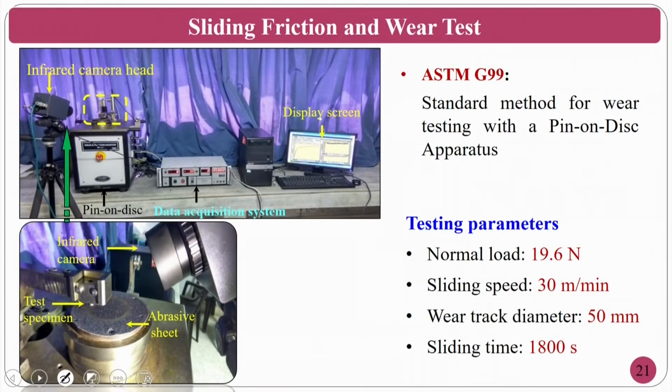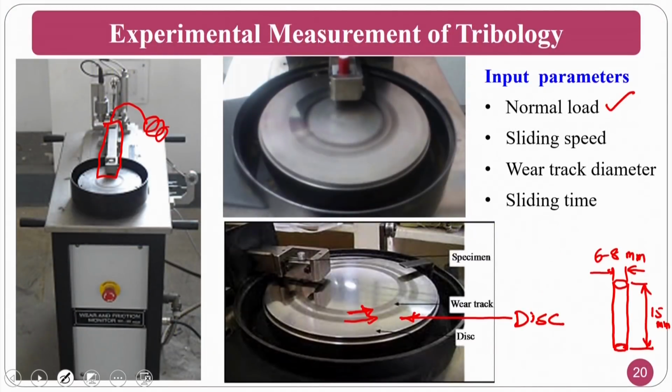Some of the conditions also we will explain. As I said, ASTM G99 is normally used for the pin on disc wear testing. So the conditions, for example, what we have used are 19.6 newtons as the normal load and 30 meters per minute as the sliding speed, wear track diameter is 50 mm and the sliding time is 1800 seconds, and we can measure. Okay, here if you see there is a slight difference from the previous slide, where you would see here the disc and pin are there.